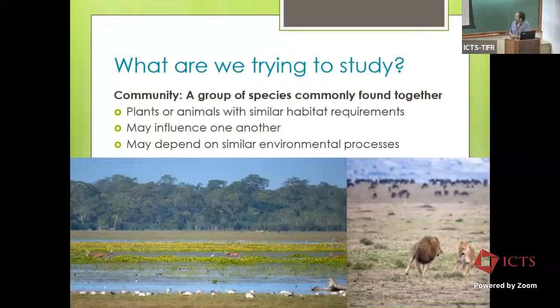on similar environmental processes. So it could be an assemblage of different mammal species, like you see in this picture in Kaziranga National Park, or it could be another mammal assemblage in Masai Mara in Kenya, and you could potentially have a community of bird species. These are water birds that are using this habitat.